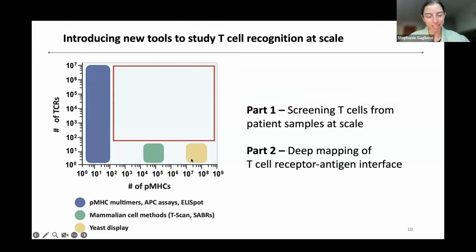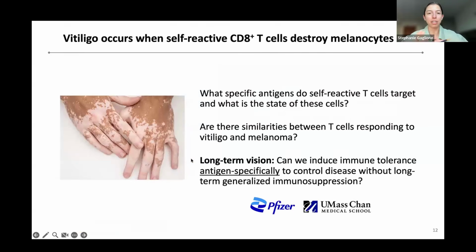This data is presently published, but I'm going to hint at some new work that we're doing in Alex's lab here. The first is being able to screen T cells from patient samples at scale. And the second is to be able to expand on some of these tools to do deep mapping of the TCR-antigen interface. And the first is close to my heart.